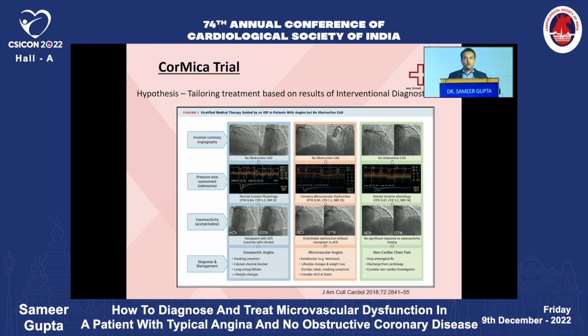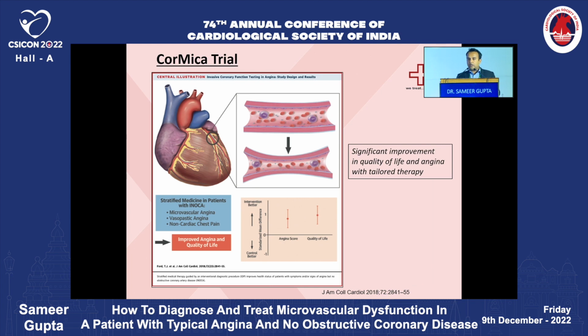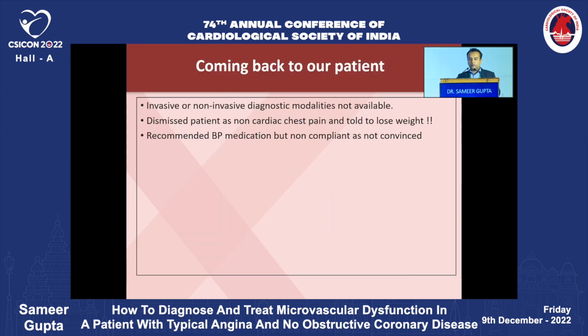This was studied in the CorMicA trial that was published in 2018. What they did was an interventional diagnostic test with ACh and adenosine, checked hyperemia and IMR, and tried to personalize the treatment. They found that if the medicines are personalized to these patients, there is a significant improvement in the quality of life.